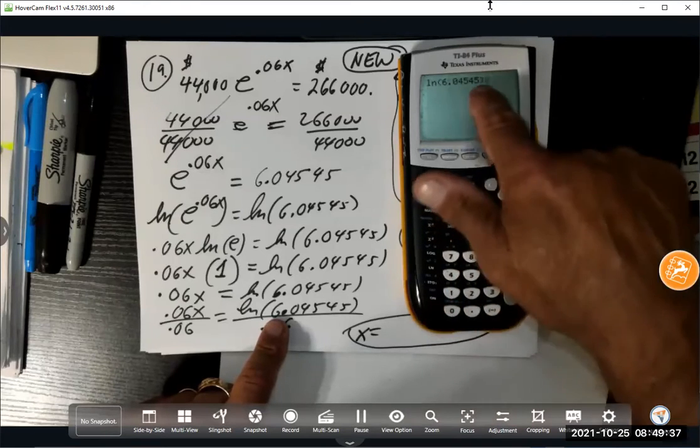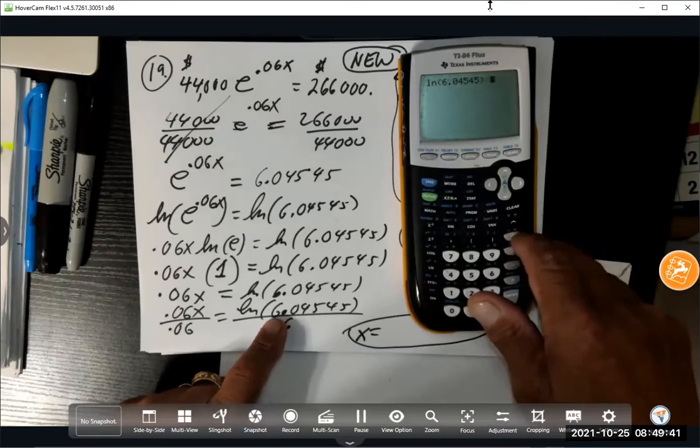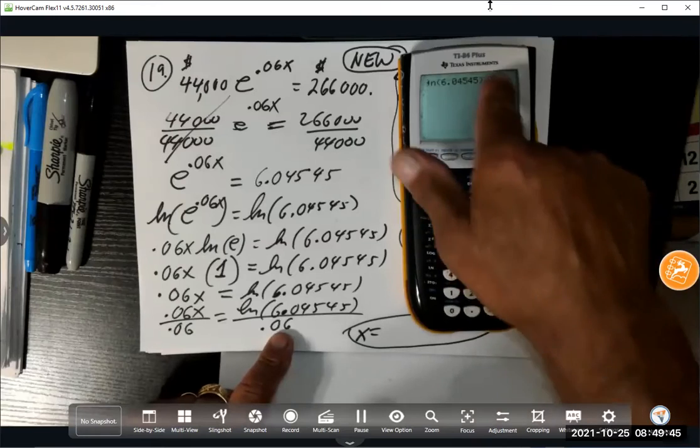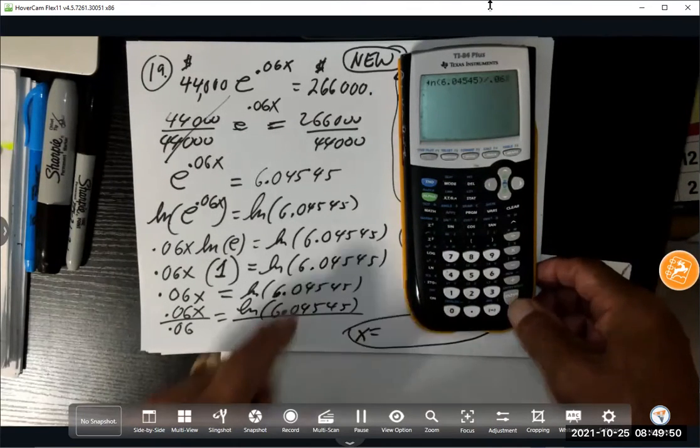6.04545, and we said that was enough. We don't need to do all the other. We're not working in the hospital. It doesn't matter. Divided by 0.06. Okay, everybody have it exactly like I have mine? Okay, now give me a number.